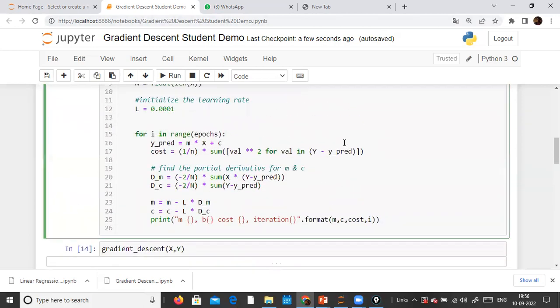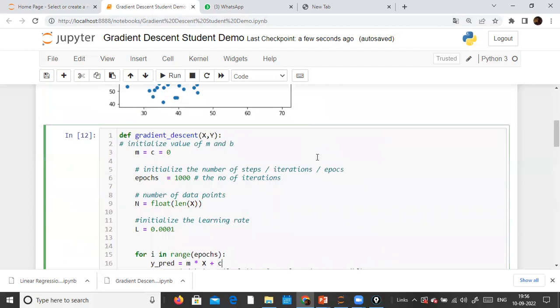But in the case of neural networks, there is something called the back propagation algorithm. In that case, a gradient descent algorithm is used to minimize the cost. Hence, it is mandatory to know the gradient descent algorithm.